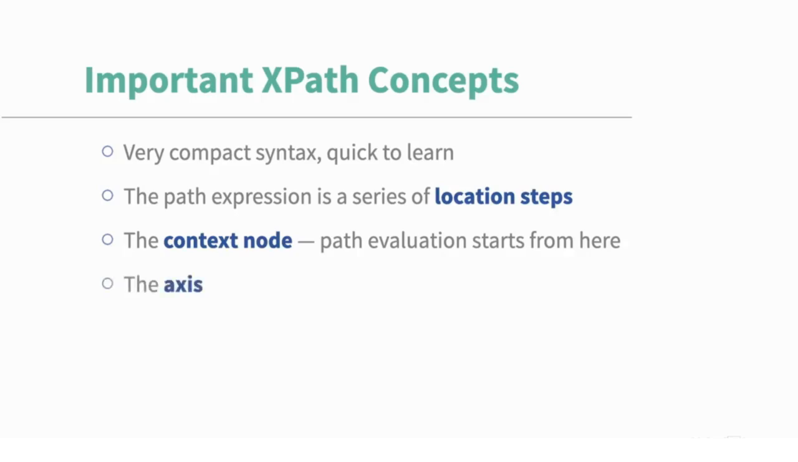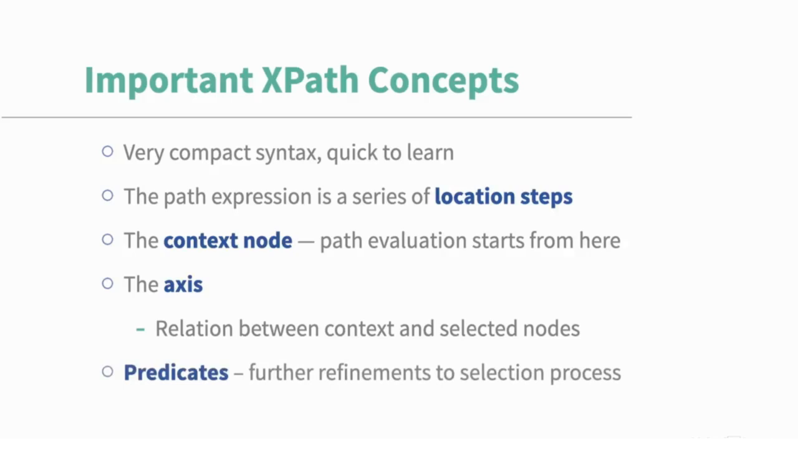There's also the notion of an axis. The axis is the relation between the context node and the nodes that are selected by the path. So you start at the context node, you end up at the selected nodes, and then that path between the two is called the axis.